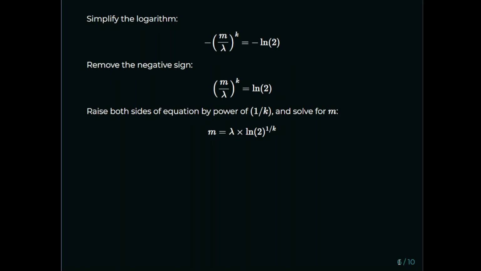So m divided by lambda equals log of 2 to the power of 1 over k. Just looking at the left side, we have m divided by lambda to the power of k; when we raise that to the power of 1 over k, we just get m divided by lambda. On the right hand side, we have log of 2 to the power of 1 over k. So we just cross multiply by lambda, and we end up with m equals lambda times log of 2 to the power of 1 over k.